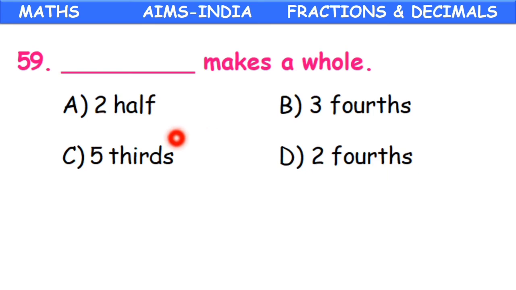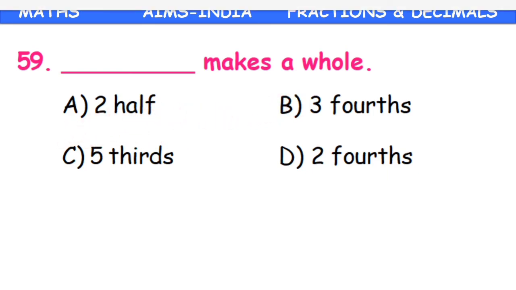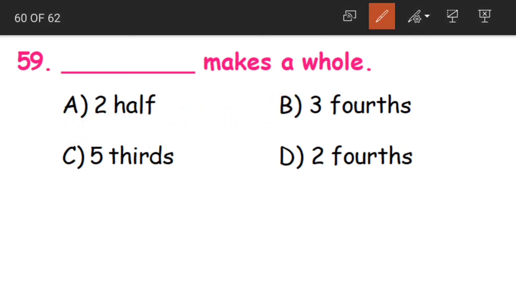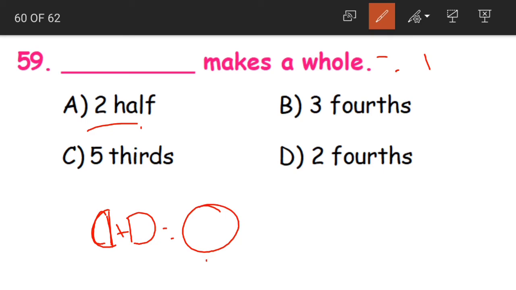Next question 59. A dash makes a whole. Dash makes a whole. Again, whole means what? One complete figure, one complete object or something like that. Okay. Coming to option A, 2 halves. Yes, when I combine 2 halves together, I will get one full or a whole. So option A becomes the answer.